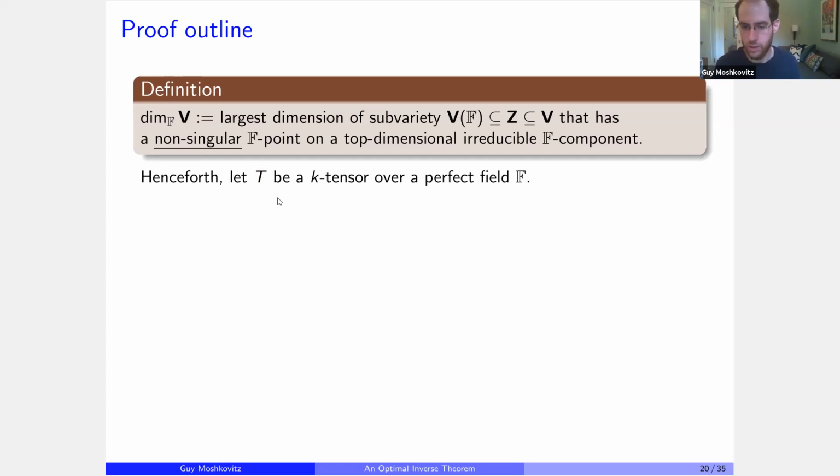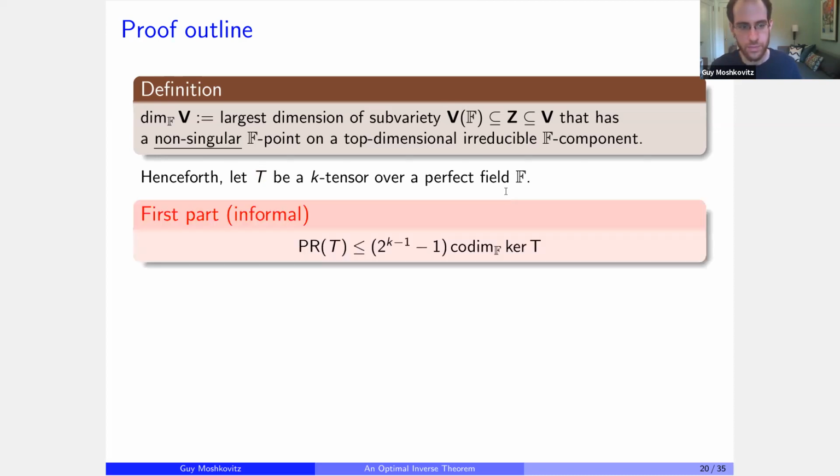The perfect fields contain the finite fields and algebraically closed fields in particular. So essentially every reasonable field that you can think of is a perfect field. So there's very little loss of generality here. So the first part essentially says the following: we're going to bound the partition rank of this tensor.